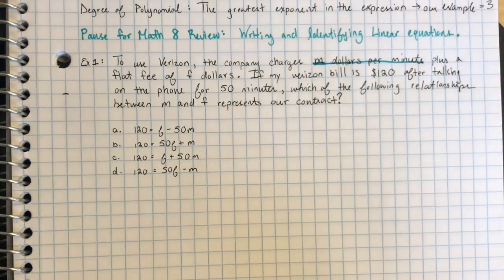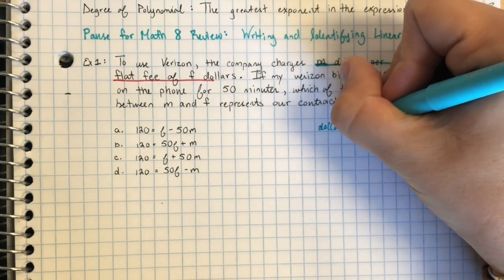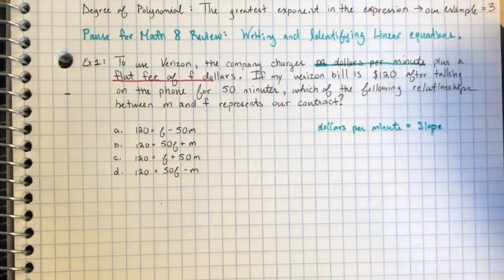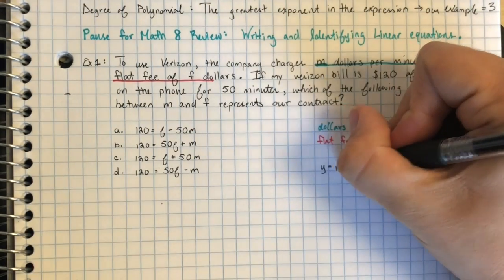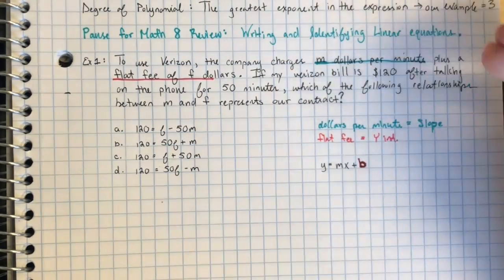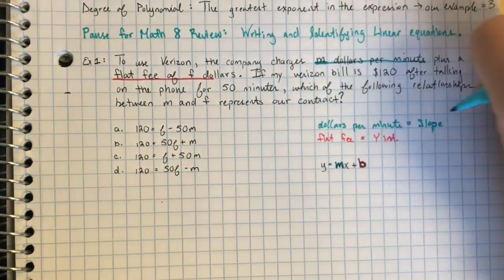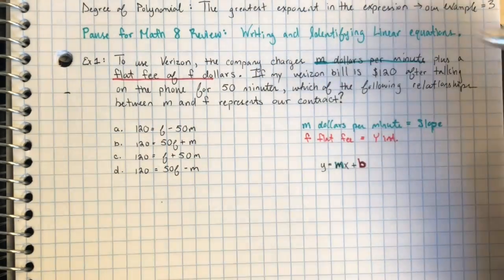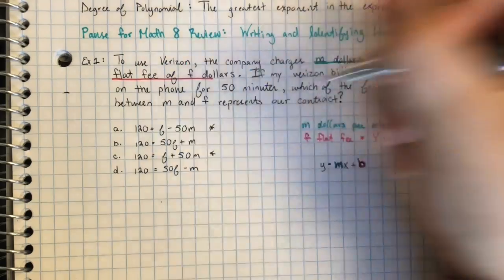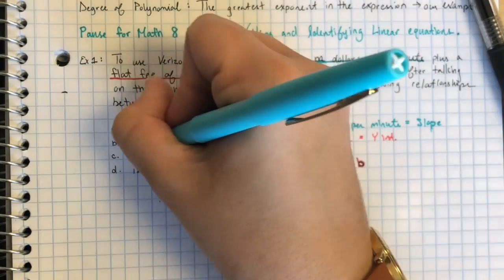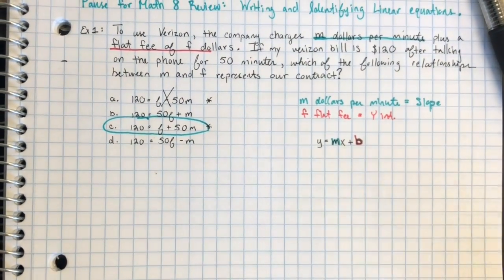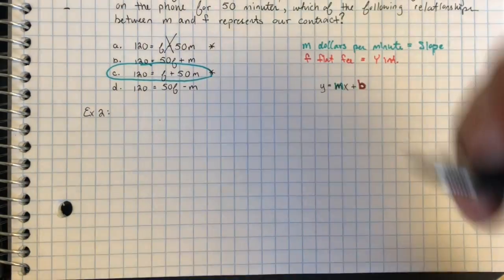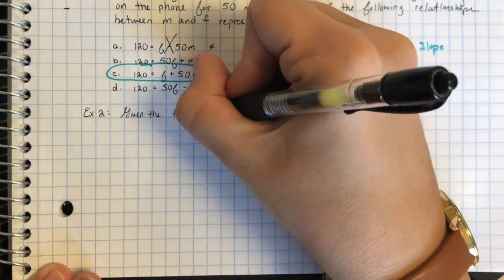So in the problem, we're going to identify M is dollars per minute and F is the flat fee. So dollars per minute essentially is our slope because it's changing with the number of minutes that we use, where the flat fee is essentially our y-intercept. So when we look at our equation, y equals mx plus b, that dollars per minute has got to be our x, and our flat rate is going to be our b. So going through the choices, there's only one option that fits F as being our y-intercept, M as being our slope, with our variable built in.